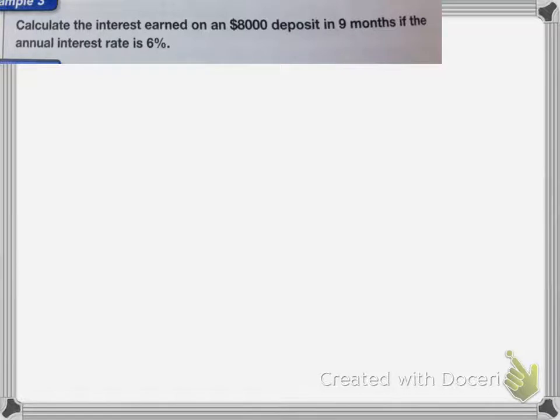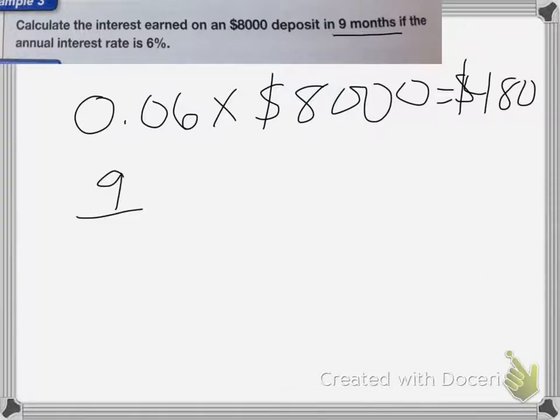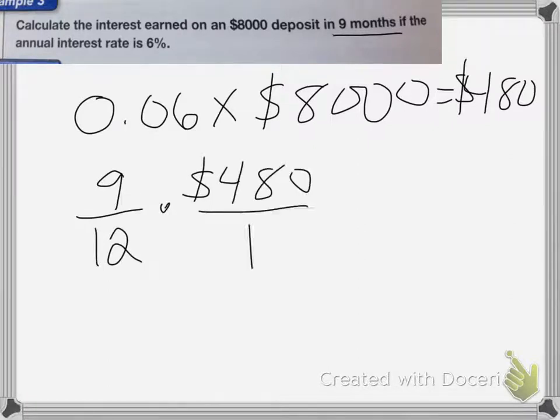Okay, this one, calculate the interest earned on an $8,000 deposit in 9 months if the annual interest rate is 6%. So the deposit earns 6% interest in 1 year. So that would be 0.06 times $8,000, which is equal to $480 that we would get in 1 year. Well, we want to figure out how much that is in 9 months. So 9 months is going to be 9/12 of the amount that we found, because it's 9 out of the 12 months.